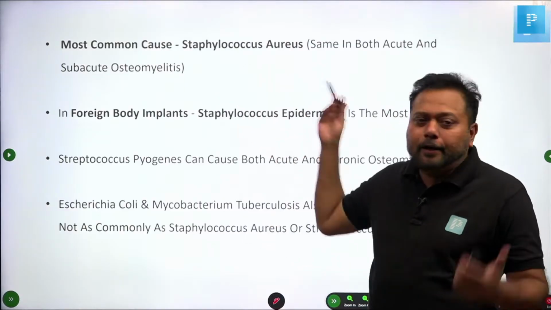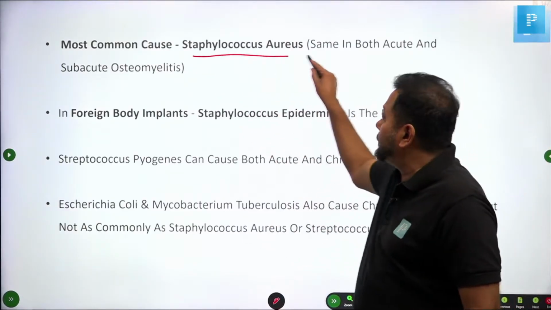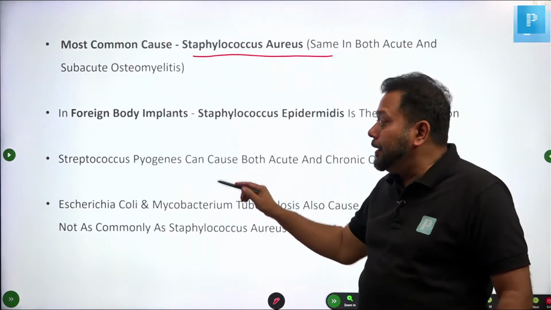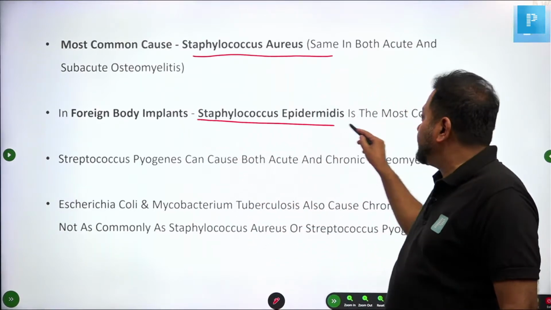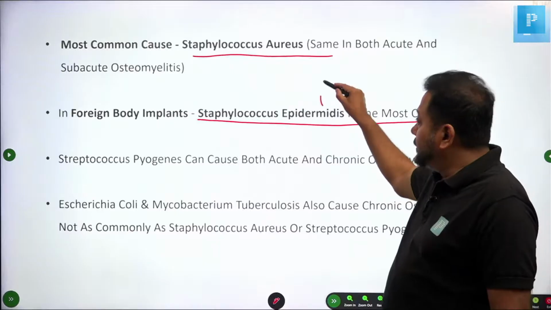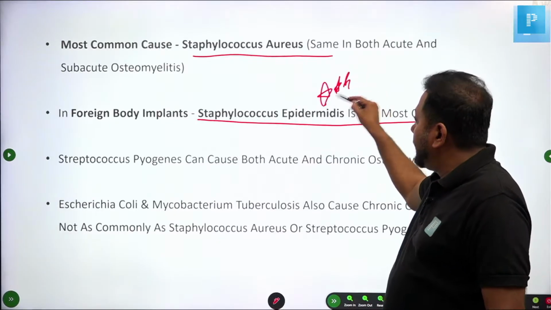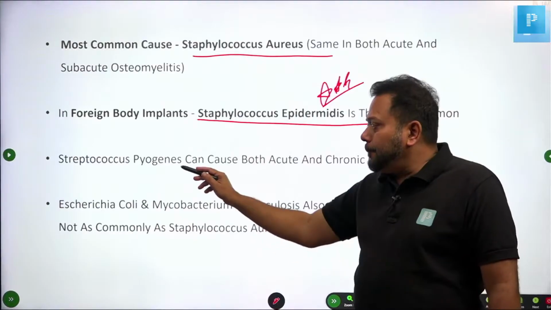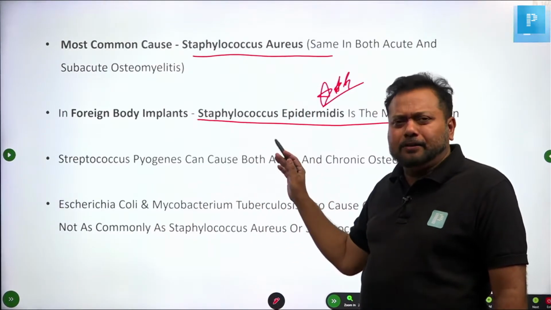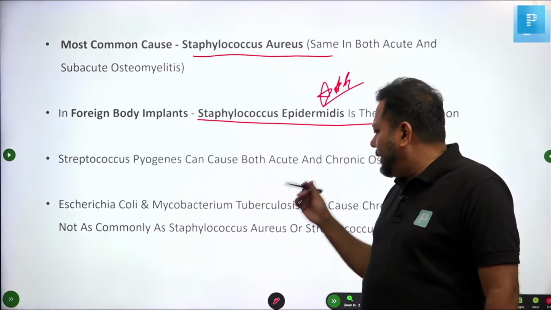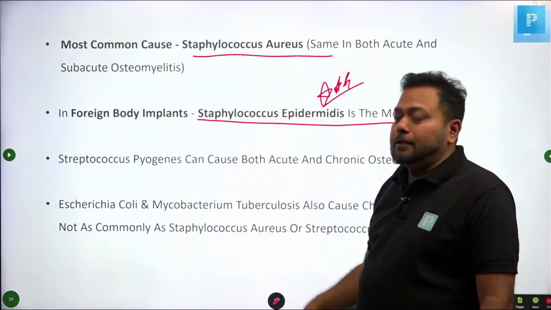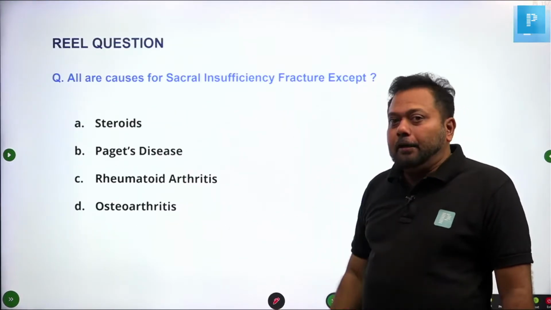Most common organism, there is no doubt, Staphylococcus aureus, both in acute, subacute, chronic, wherever it is. In foreign body implants, Staphylococcus epidermidis is the most common. This is from the textbook, and we have to remember this slippery point. Streptococcus pyogenes, E. coli, and Mycobacterium tuberculosis also cause chronic osteomyelitis. Now we'll go to the next real question.